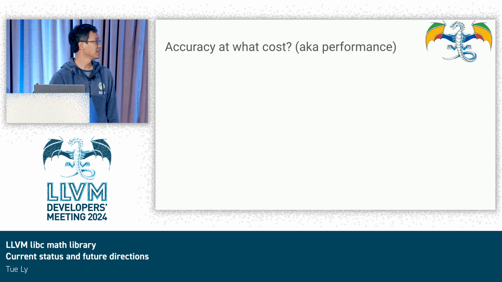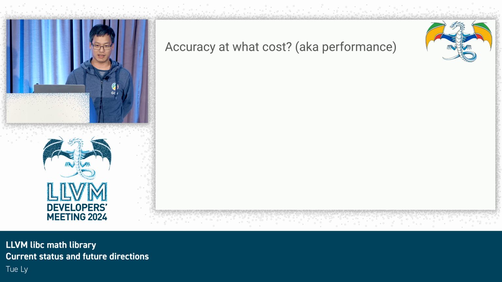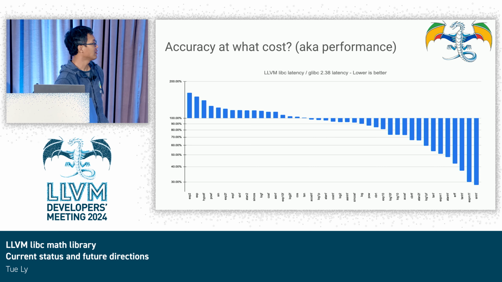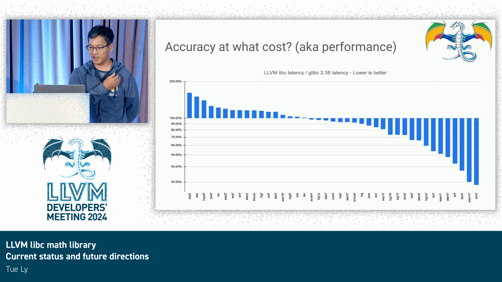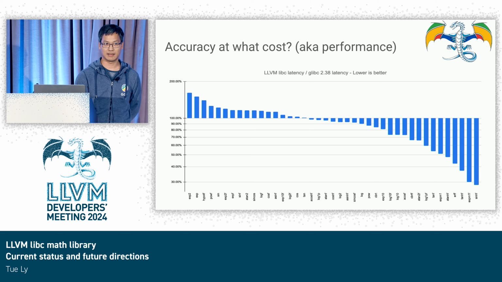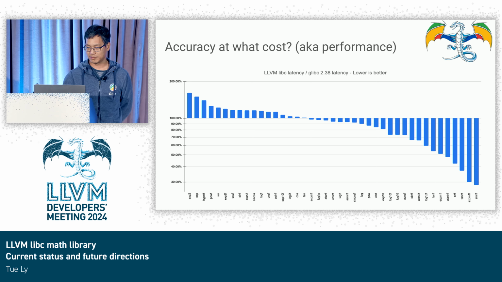All right, so a lot of people are concerned about the performance when we talk about accuracy. So at what cost do we accept in order to reach that accuracy? Well, turns out not bad at all. This is the plot of the latency relative to glibc, the system libc that I have on the machine, and this is on some AMD server. I believe it's Zen 3, and so this is the lower the better.